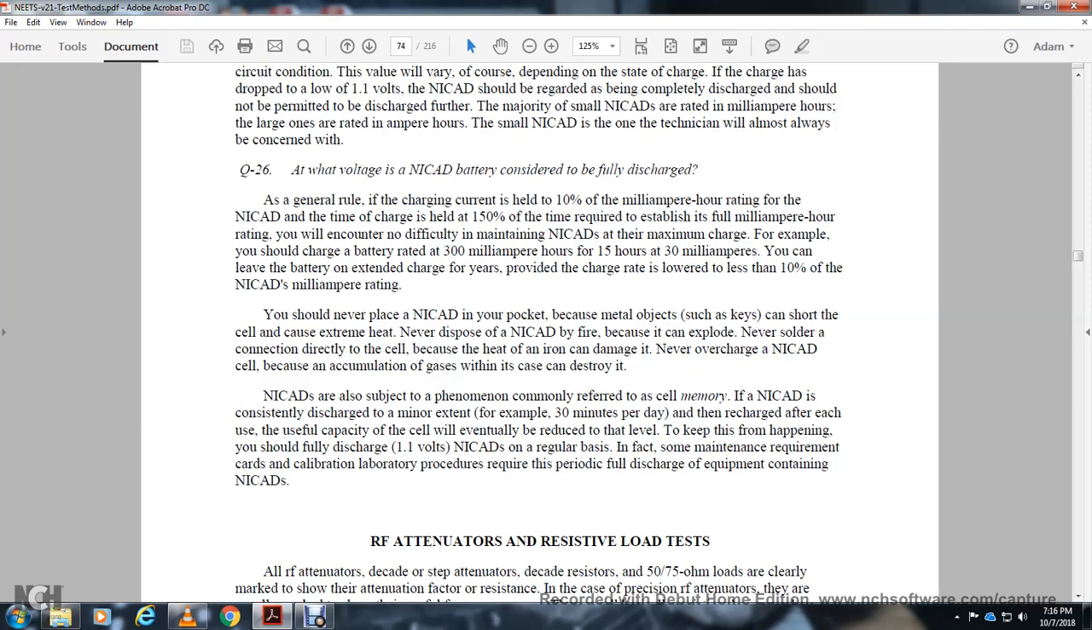For example, you should charge a battery rated at 300 milliamp-hours at 30 milliamps for 15 hours. You can leave the battery on extended charge for a year, provided the charge rate is lower, less than 10% of the nickel-cadmium milliamp rating.